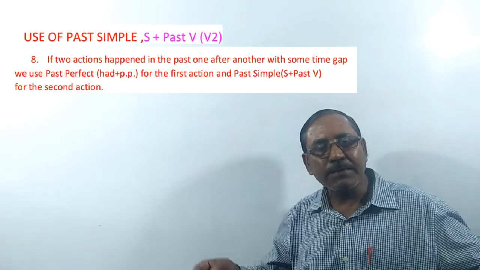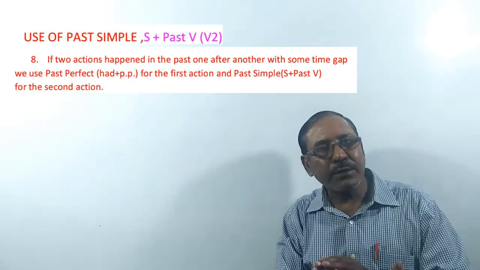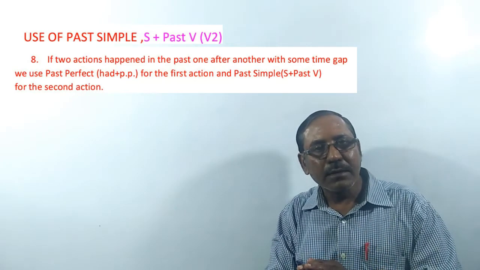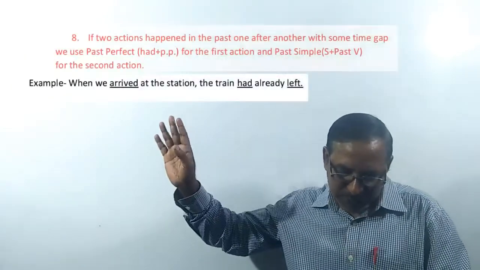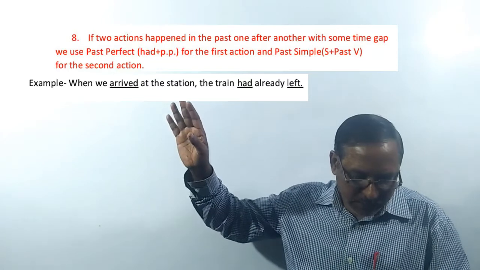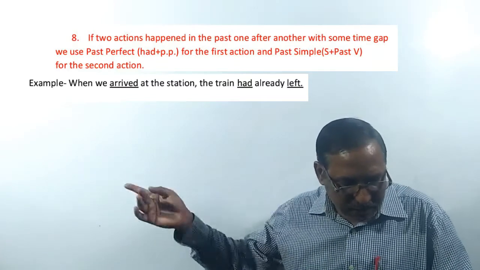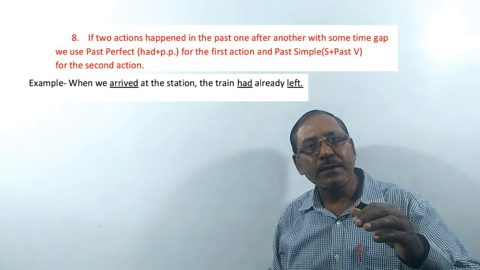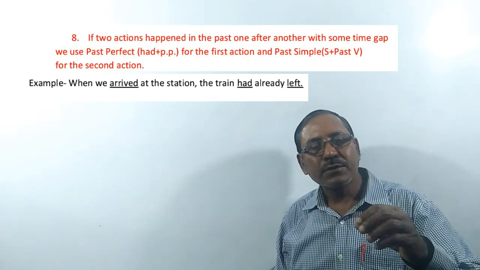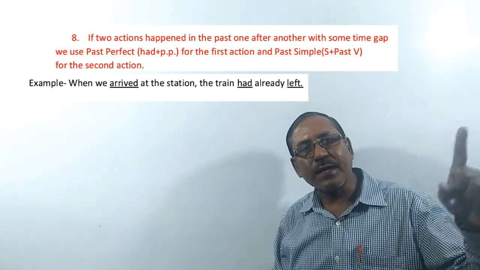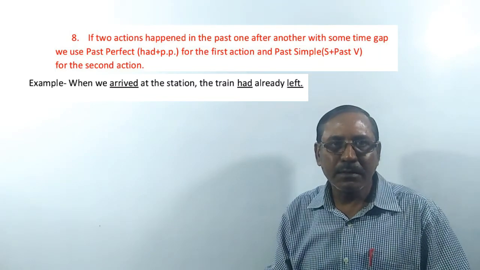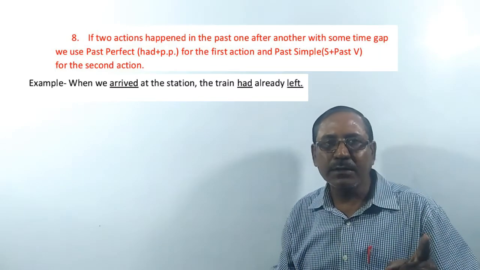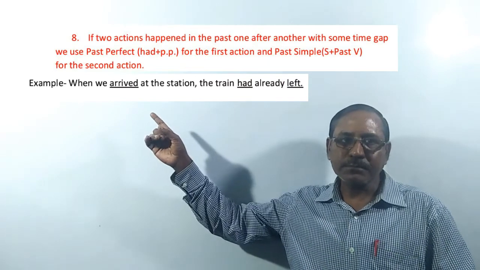When the police came, the thief had run away. Clear? When I arrived at the station, the train had already left. The train had left. So when we arrived at the station, the train had already left. So the train left the station first. In the second action, I arrived. So for the first action, we use past perfect.